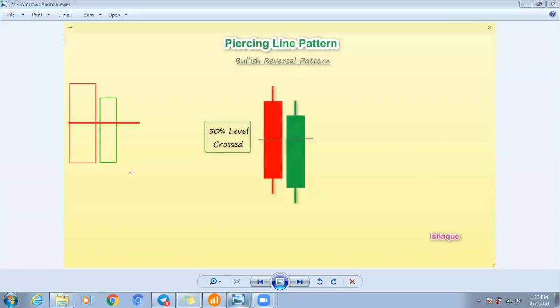The gap in prices is not necessary in IQ Option, in binary options. Okay, it's not necessary. So this is only one level. This 50% level must be crossed by this candlestick. Then we can say this is the piercing line pattern. Moving on to the next slide.